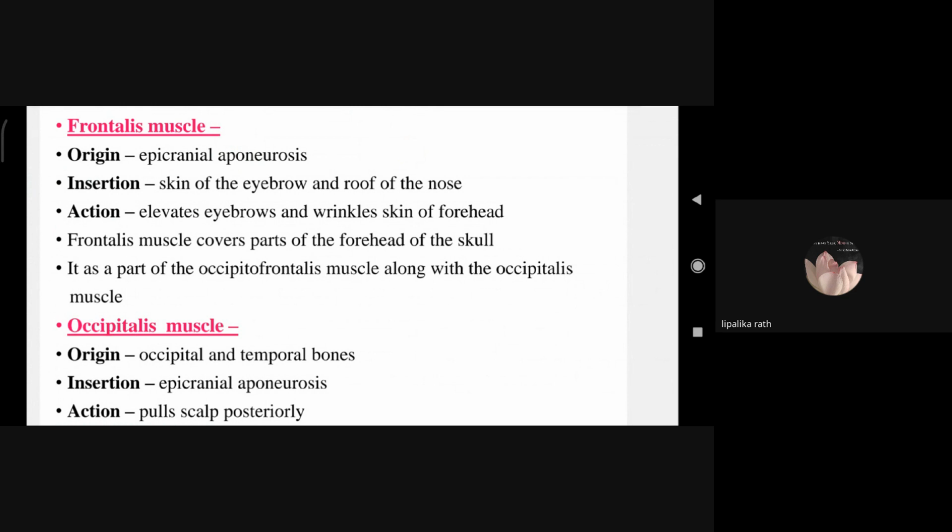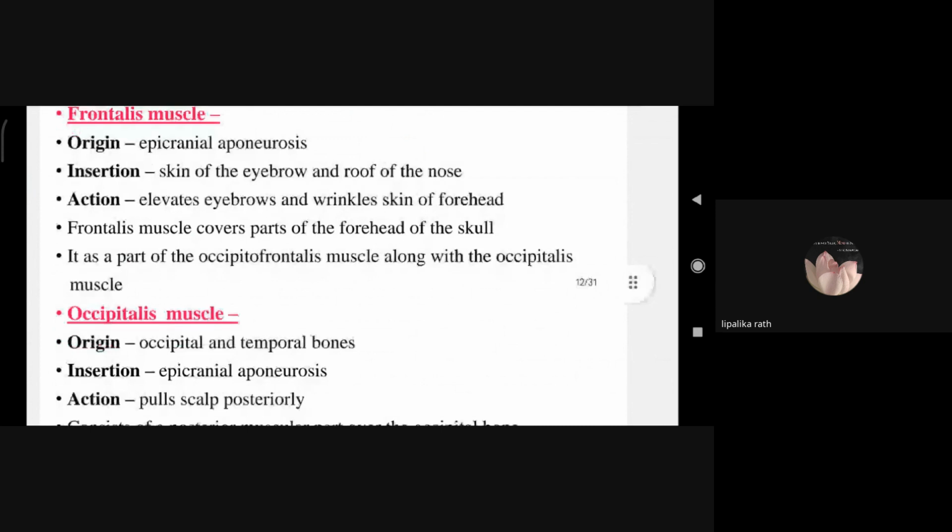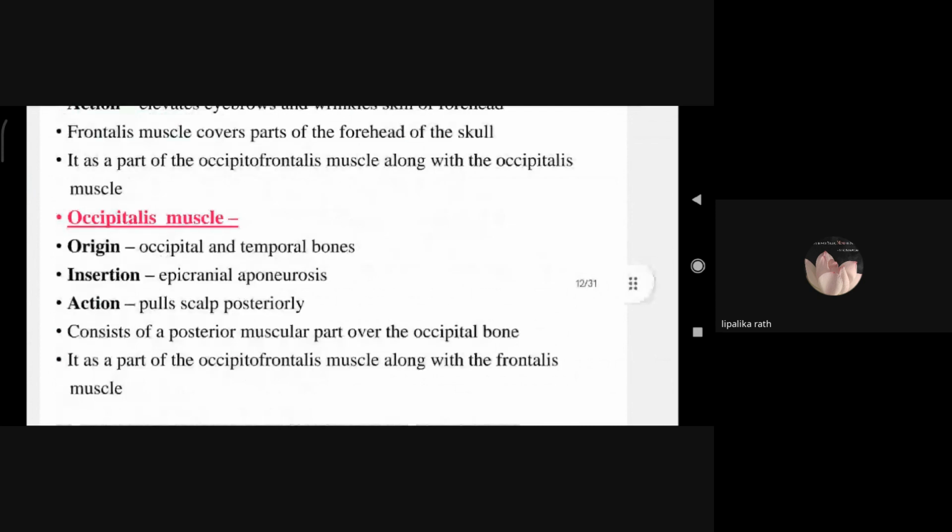Frontalis muscle covers part of the forehead of the skull. It is a part of occipitofrontalis muscle along with occipital muscles. Occipital is the back of the head. It means the occipital region is the back of the head region. Now we will learn about occipitalis muscle.